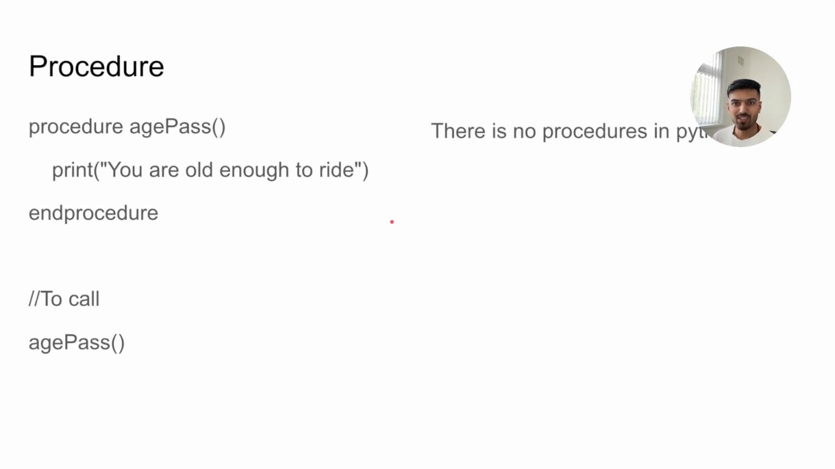So with procedures, there's no procedures in Python. However, in pseudocode, we say procedure with the age pass. Remember, what is a procedure? A procedure does not return a value. A function returns a value. Make sure you know this. We write end procedure at the end. And to call this procedure, we just say the name, so age pass. If we run this, it would print you are old enough to write.